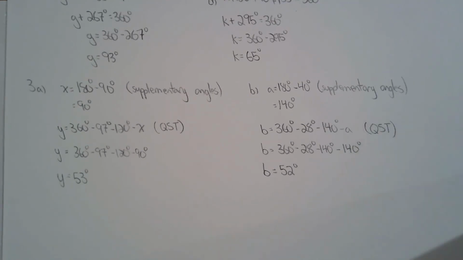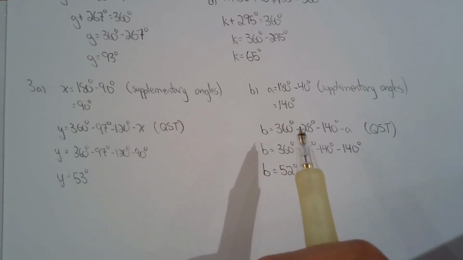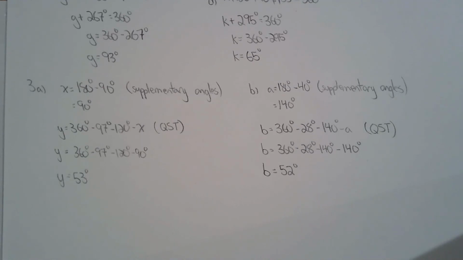And I did basically the same thing for 3B. The interior and exterior angles are supplementary, so I can solve for the interior angle, and then I can solve for the last interior angle of the quadrilateral. Because if I have three of the interior angles, I can definitely solve for the fourth one. Okay, so this sheet was just a nice practice of the two theorems that we learned with respect to quadrilaterals.